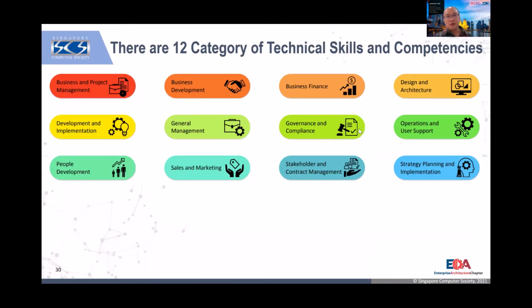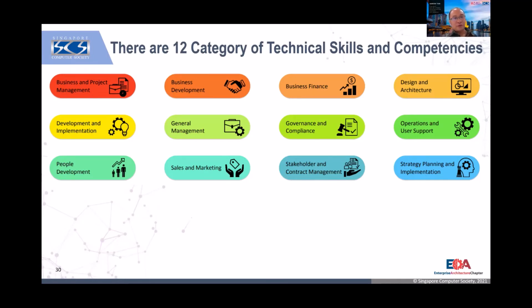So there are 12 categories of technical skills and competencies defined. They have business and project management, development and implementation, people development, business development itself, right? And then general management, sales and marketing, business finance, governance and compliance, stakeholder and contract management, design and architecture, operation and user support, strategy planning and implementation. So all these competencies are required for an architect to survive, right? Because without these skills, only having TCP/IP or cloud knowledge is not enough.